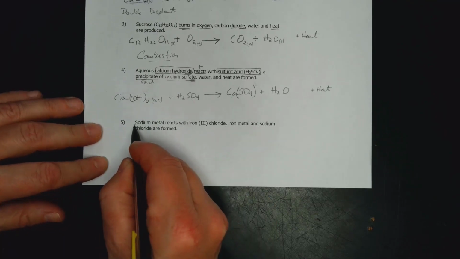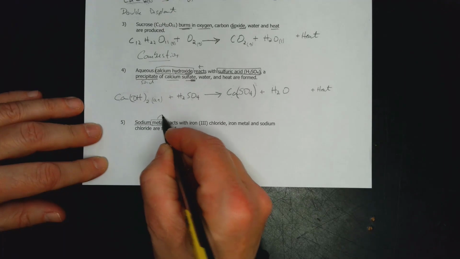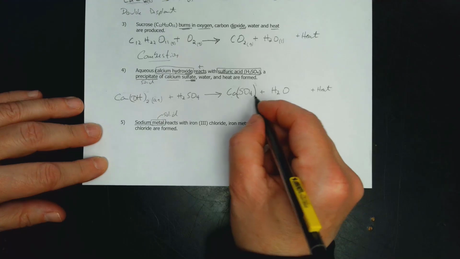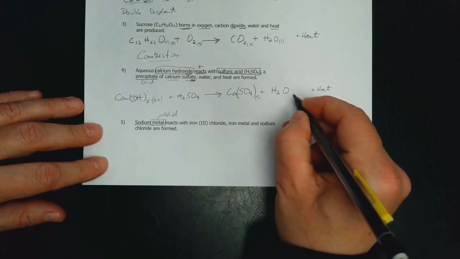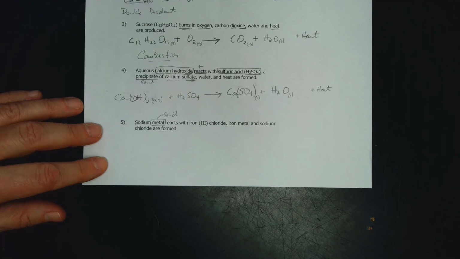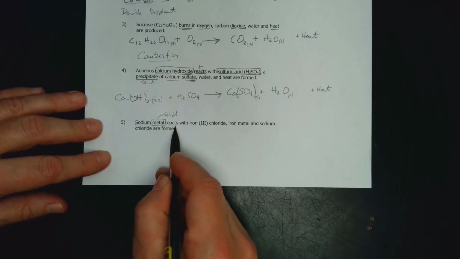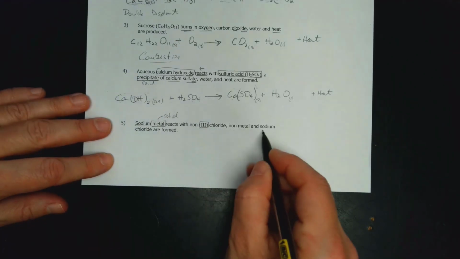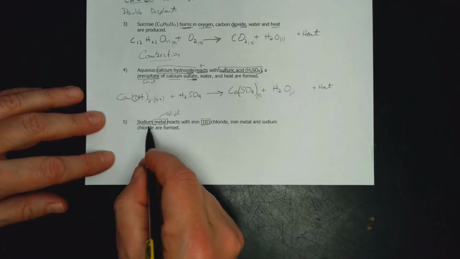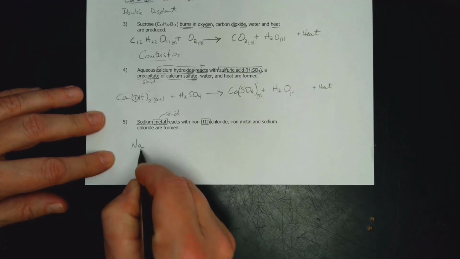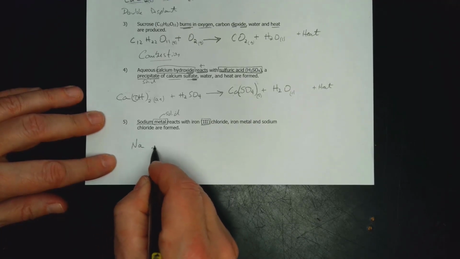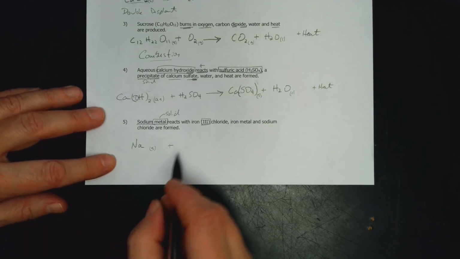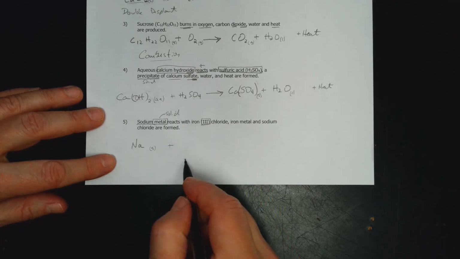We have sodium metal. Now, when you see the word metal, you guys, that's another hint. That's a solid. Oops, I forgot to do these up here. Precipitate, that's a solid. And water, that's going to be liquid water. There we go. Sodium metal reacts with iron. Now, that's important. Iron 3 chloride, iron metal, and sodium chloride are formed. All right, so I have sodium metal. So that's going to be Na, and that's a solid because it's a metal. Reacts, so that's another way of saying that's where my plus sign goes, with iron 3 chloride.